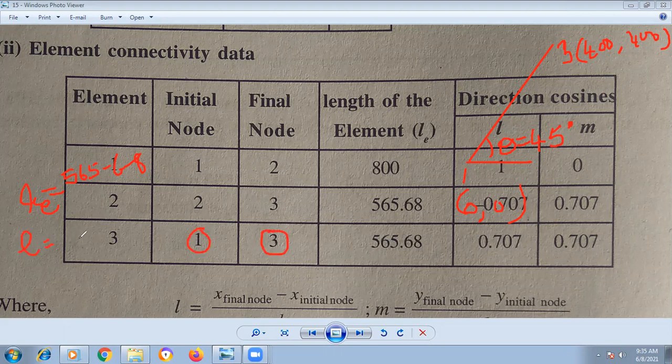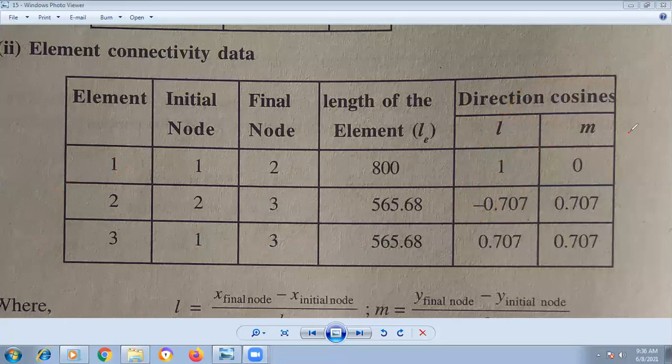So therefore, let us take node 3, 400 minus 0 divided by 565 is plus 0.707. M equal to, again, y2 minus y1, 400 minus 0 divided by 565. Again, that is also equal to 0.707. Now, L value and M value, you know, what is L square and M square? L square is 1, M square is 0, LM is also 0.